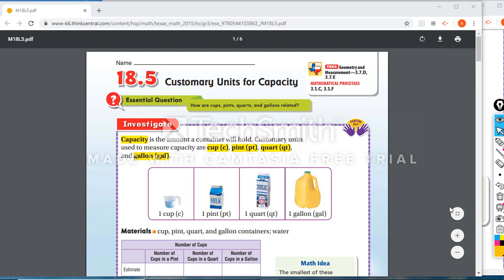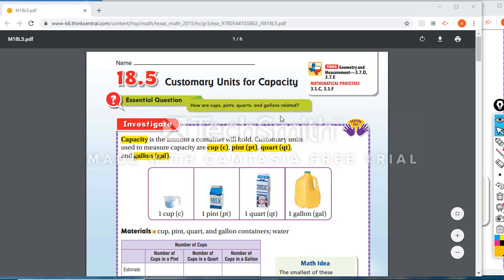If we don't need to go back to that lesson that we missed, we won't refer back to it. If I see that we need to go back to it, I'll add it in the following lessons. But as for now, we're going to keep moving. We're in 18.5 and we're looking at customary units for capacity.